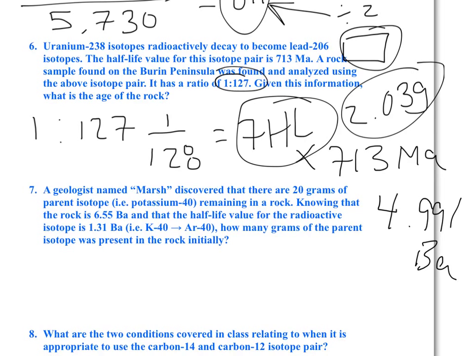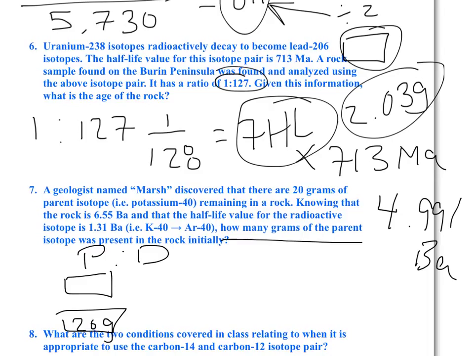It says a geologist discovered there are 20 grams of parent remaining in a rock. Okay, so we're going to set up our parent to daughter. This is parent now, this is parent remaining, and the parent remaining is 20 grams. So this is the type of problem where they're going to ask how many grams of parent were in the rock in the beginning. So the age of the rock is definitely going to be known, and if you look, there it is, and the time that it takes for one half-life is going to be known.